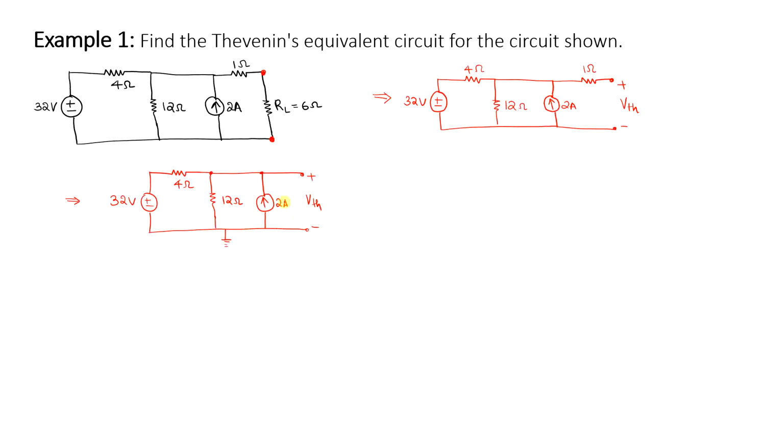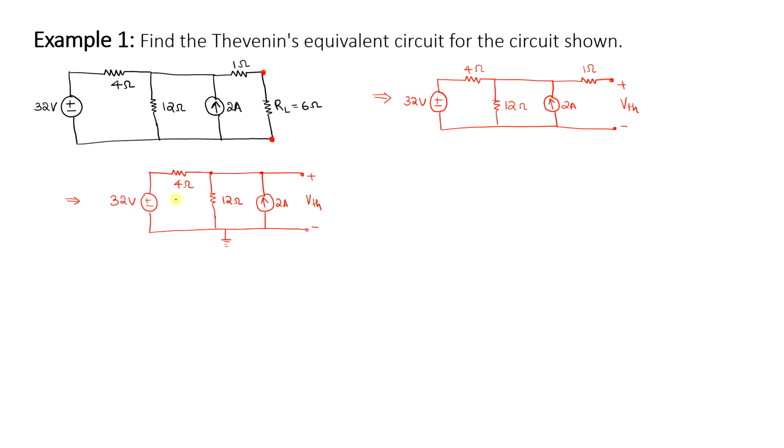In a parallel circuit, we know that the voltage developed across the parallel branches will be the same. So V Thevenin is the voltage developed across the 12 ohms resistance. Now in this case, you cannot apply the voltage divider rule to compute V Thevenin, because you have a current source here. If there was no current source, I could have computed Thevenin voltage directly using the voltage divider rule, correct? So the only way to compute the voltage across this 12 ohms resistance is by applying KVL to this circuit, using the concept of mesh analysis.